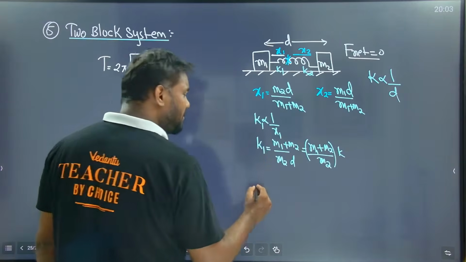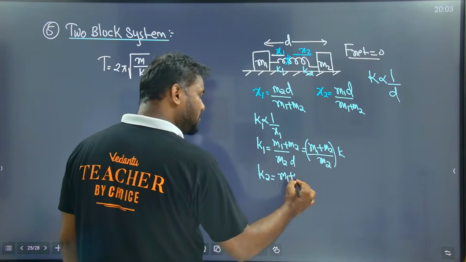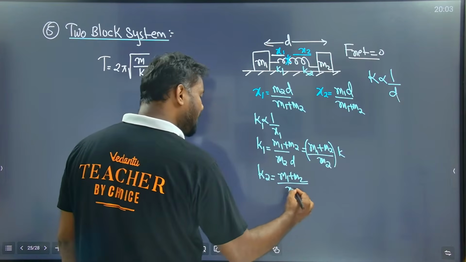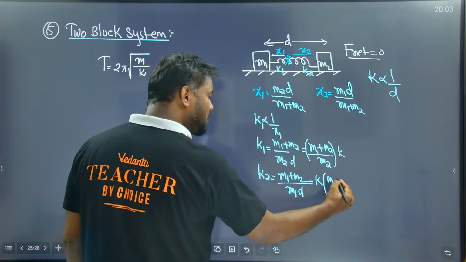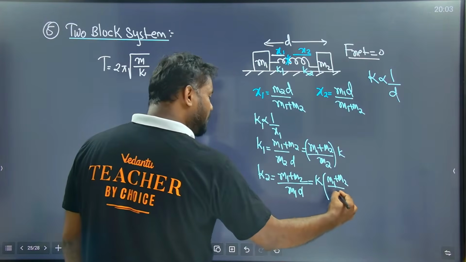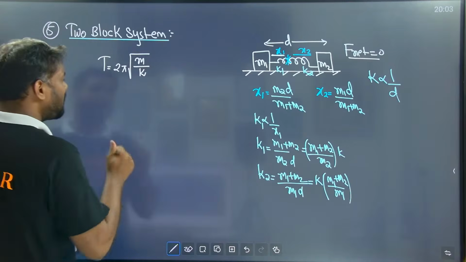Second, spring constant எப்படி கால்குலேட் பண்ணலாம்? k2 is equal to same தான், m1 plus m2 divided by m1d, that is equal to k into m1 plus m2 divided by m1. Yes or no? இப்போ நாம டைம் பீரியட் கால்குலேட் பண்ண போறோம்.